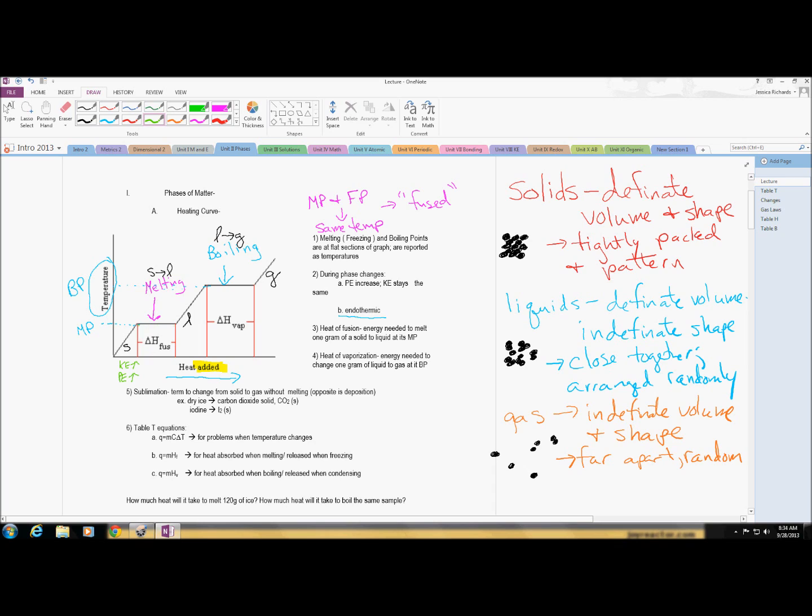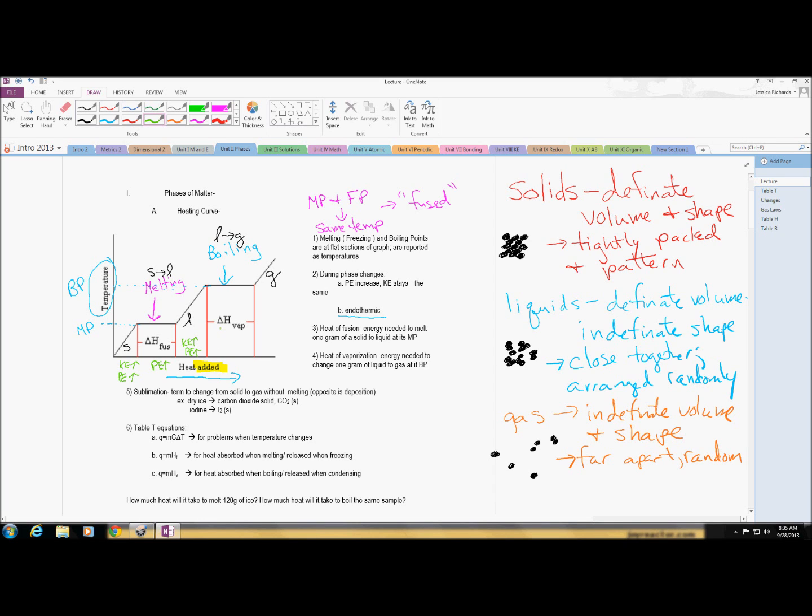At the flat sections, the kinetic energy stays the same. Temperature stays the same. Remember, kinetic energy is average kinetic energy. So the only thing changing during a phase change is the potential energy is increasing. We're still adding heat, so the potential energy continues to increase. Next slanted section, both the kinetic energy and the potential energy are increasing.